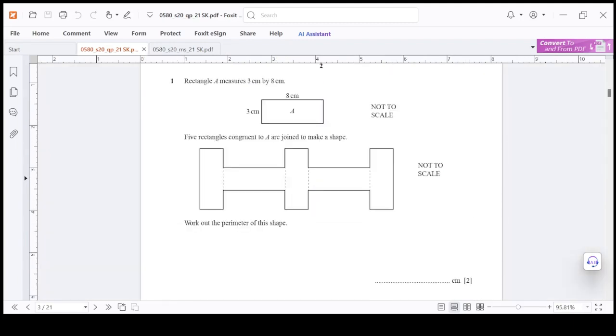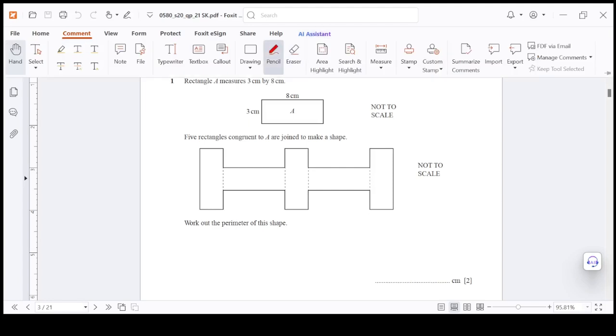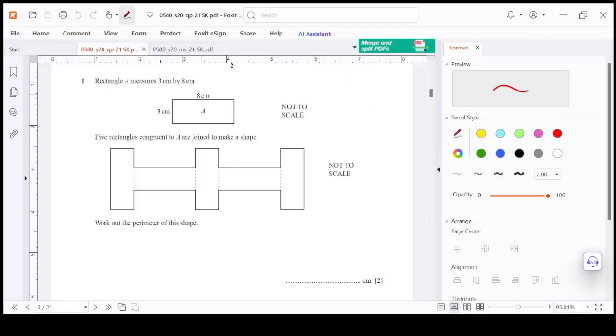Let's take a look. It says rectangle A measures 3 centimeter by 8 centimeter. 5 rectangles congruent to A are joined to make a shape. Work out the perimeter of this shape. Let's do that. So this side is going to be equal to this side. So this would be 8, this would be 8. And then this side is 3. So this would be 3, this would be 3, and we have 3's here, here, and here.